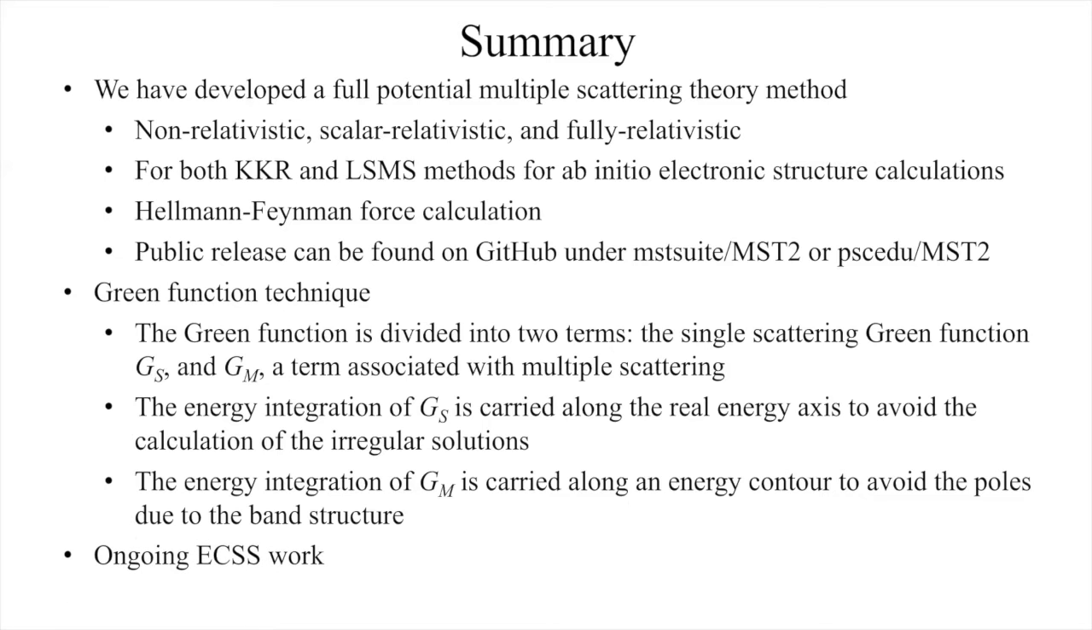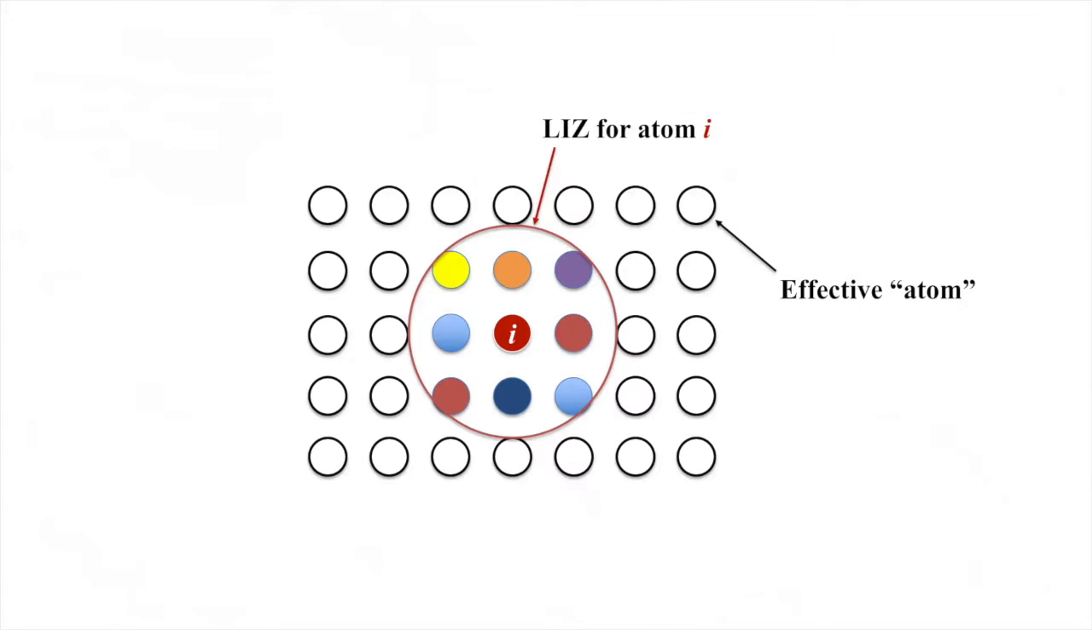The ongoing ECSS work involves LSMS with LIZ embedding. The local interaction zone, as I mentioned, is assumed to be embedded in a vacuum, but it can certainly be embedded in so-called effective atoms, which opens a totally different opportunity for us. In scattering theory, this type of calculation is possible. It's still an Order-N calculation, except that the effective medium you can play with, and there's tons of great physics you can do with it. I guess that's all I want to say.